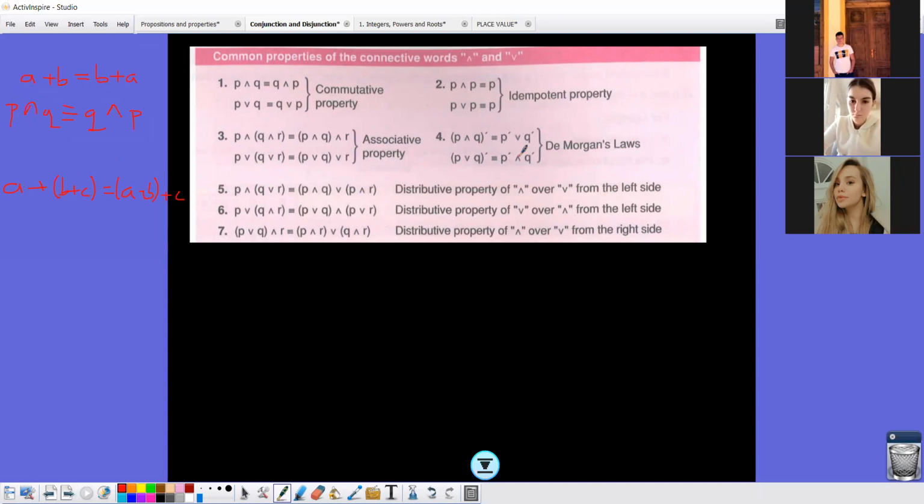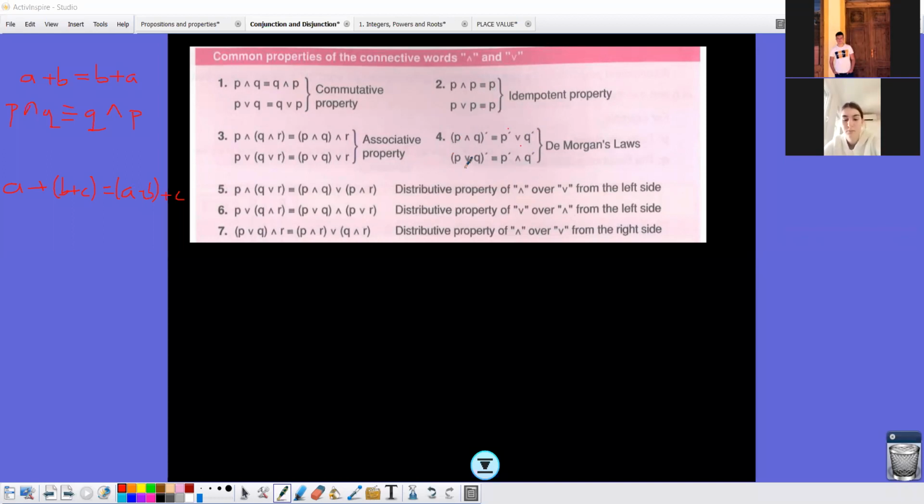The thing you need to know here that is different from addition is De Morgan's law. What De Morgan's law says is: if you have P and Q, the negation of P and Q will become P prime or Q prime; the connective word changes to or. If you have P or Q, the negation of P or Q will change to and, so it will become P prime and Q prime. This one is very new. The others are similar to the properties we have studied before, distributive, associative, commutative, but De Morgan's law is like this: the negation of P and Q changes to or, and the negation of P or Q changes to and.